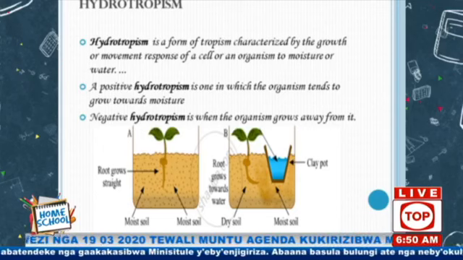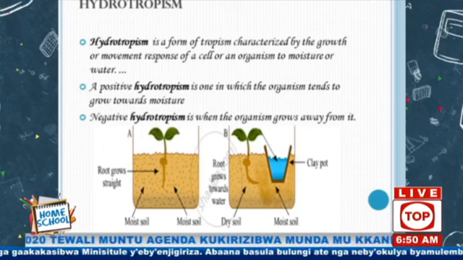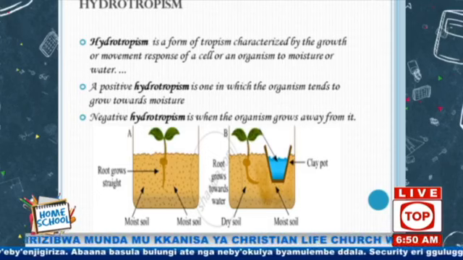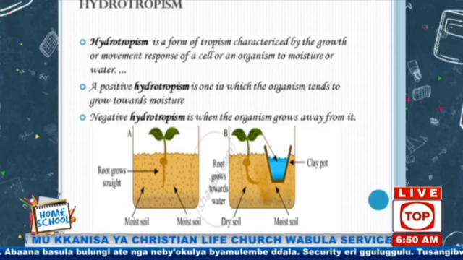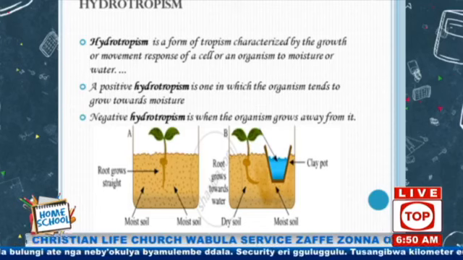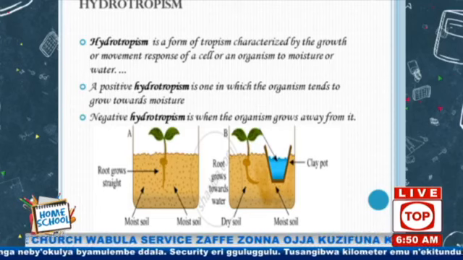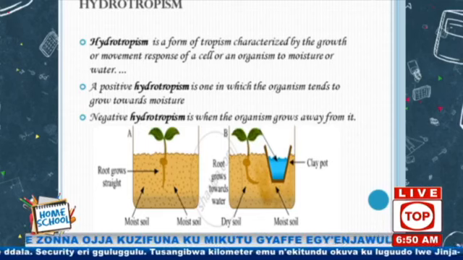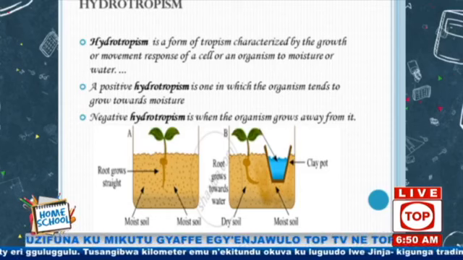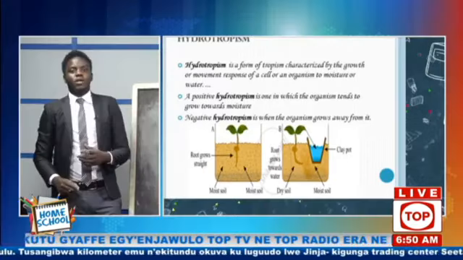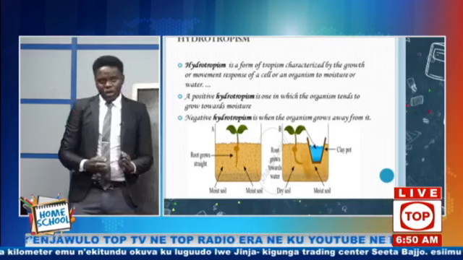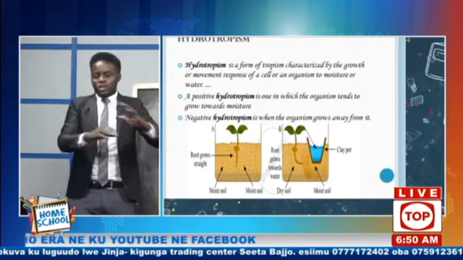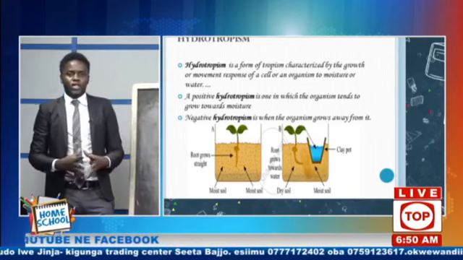So roots in plants are positively hydrotropic, implying that roots grow towards water. Yes, you can see in that image there, we have one with moist soil on my right hand, sorry, and one with dry soil on my left hand. When you look at the image of the right hand, we have the roots growing normally because the soil is uniformly saturated with water.